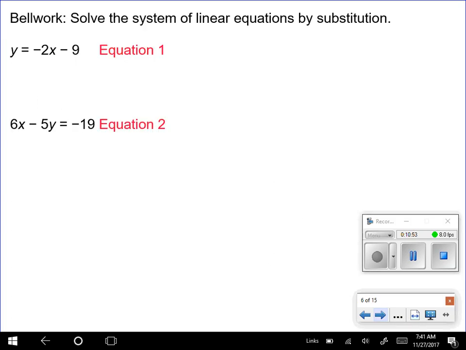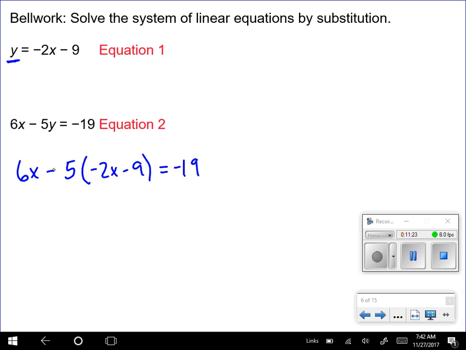Let's try this one together. Okay, now if you notice, equation 1 already has y by itself in this case. So that makes our life a little easier. That kind of eliminates step 1 for us. y is by itself, so I can plug y into the second equation. So I have 6x minus 5 times, okay, and I'm going to plug in what I see for y, negative 2x minus 9, and that should equal 19.